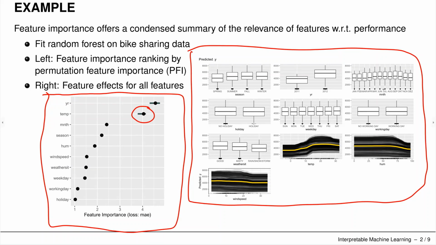You can also do repetitions and by that estimate a standard error. But in the end, this gives you, in one plot, one number per feature, very easily accessible information on the importance of the different features of a model.